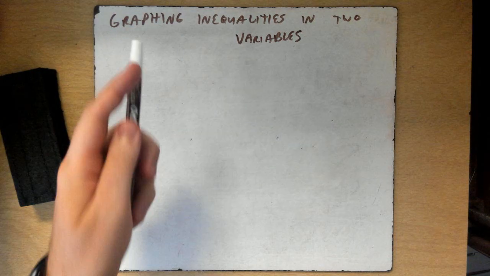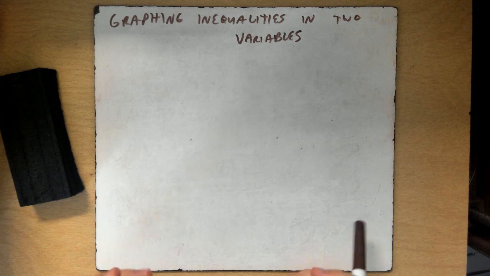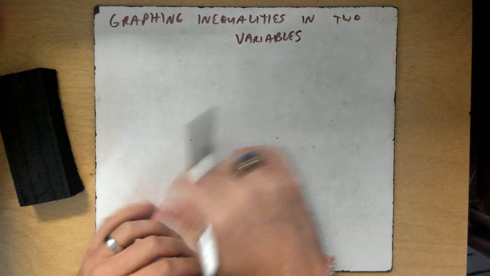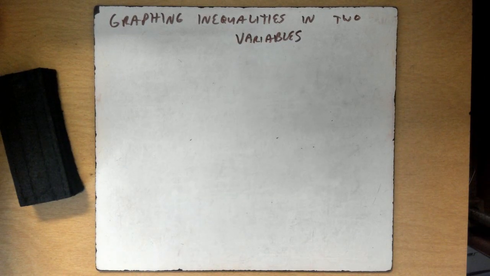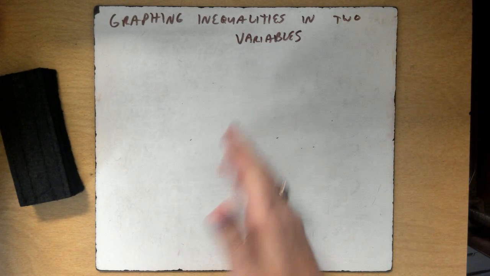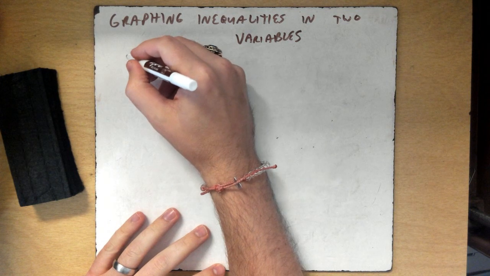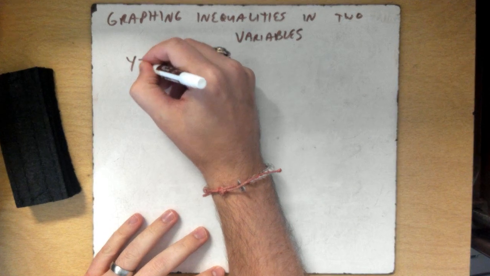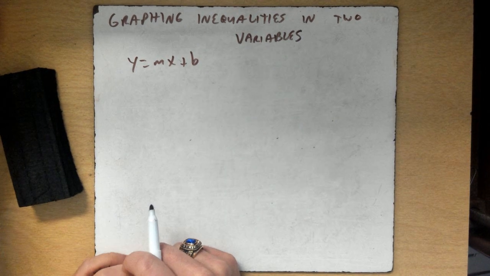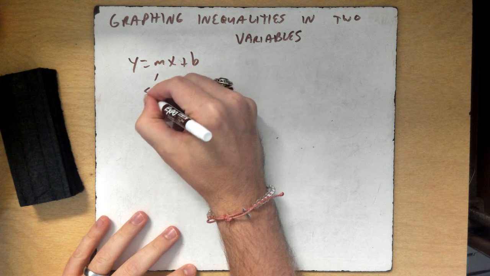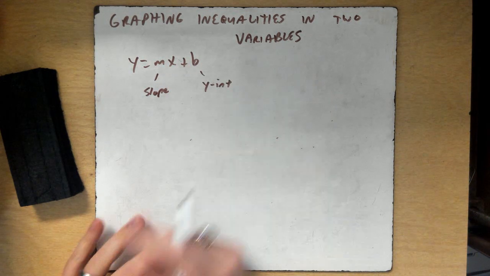All right, today's topic is graphing inequalities in two variables. So what we're doing here is we're going to sketch graphs of the inequalities on an actual graph and do some shading. But first, we need a refresher of how to graph lines on an actual graph. So we're going to use our slope-intercept formula of y equals mx plus b. Remember, m is our slope and b is our y-intercept.